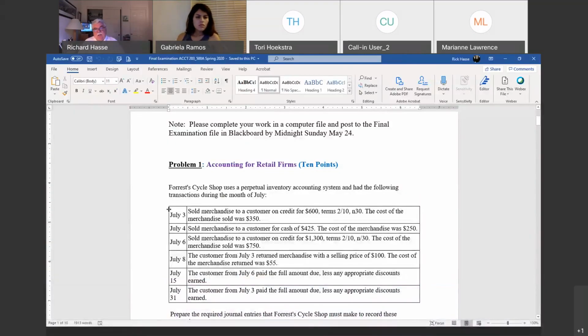And here's your final examination. So it's broken down. There's 10 problems. Each problem is worth 10 points. And it just covers basically the last half of our class.